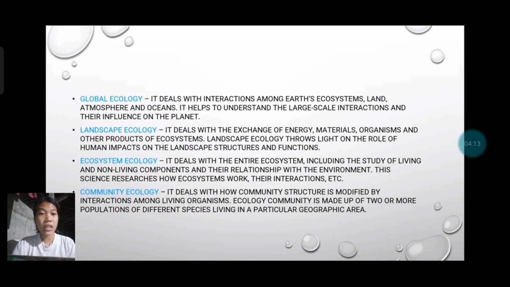The fourth one is the community ecology. Community ecology deals with how community structure is modified by the interaction among living organisms. An ecological community is made up of two or more populations of different species living in a particular geographic area.